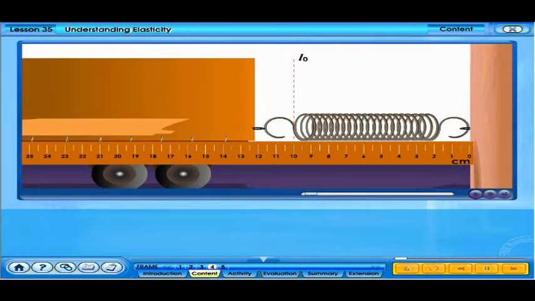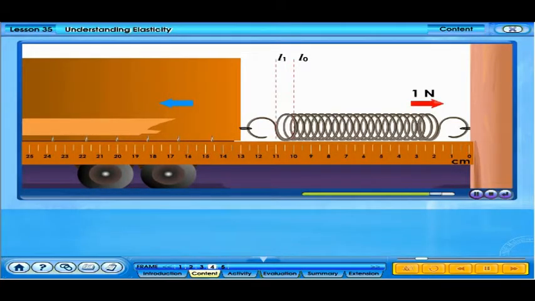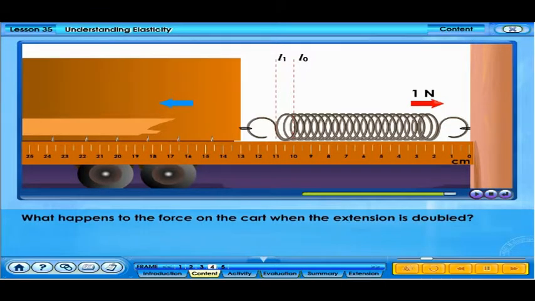Consider a simple experiment where a cart is attached to a spring. Initially, the spring is unstretched and at its natural length. It therefore exerts zero force on the cart. As the spring is stretched to the left, it exerts a force to the right on the cart. What do you think will happen to the force on the cart when the extension is doubled?